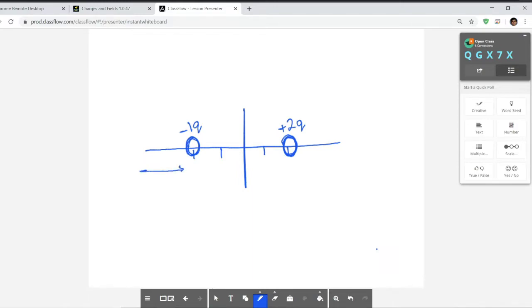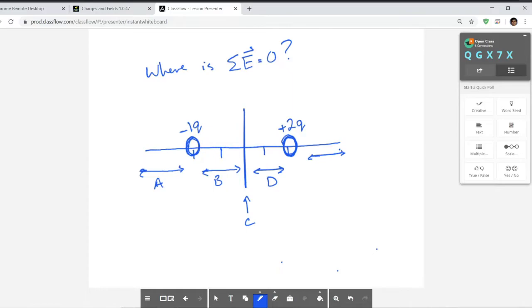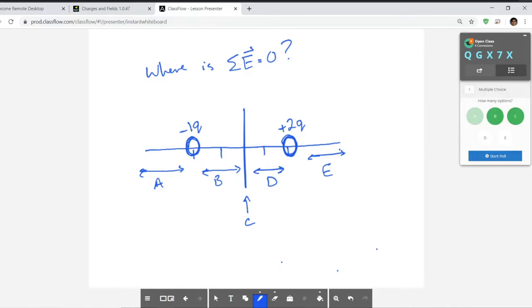if you think it's over here, you put A. So where is this net electric field equal to 0? If you think it's between the charge and the origin, it's B. If you think it's the origin again, it's C. If you think it's to the right of the origin, it's D. And if you think it's all the way over here, it's E. This one is slightly harder, so either model it or take your time. So multiple choice, A through E. Start poll.